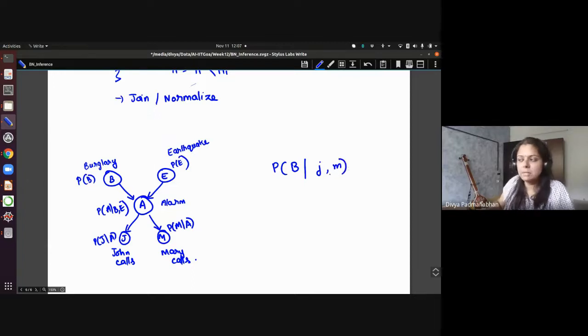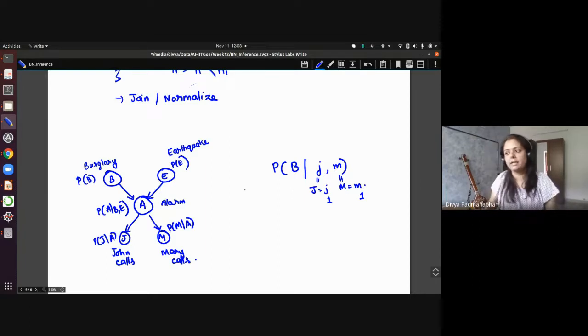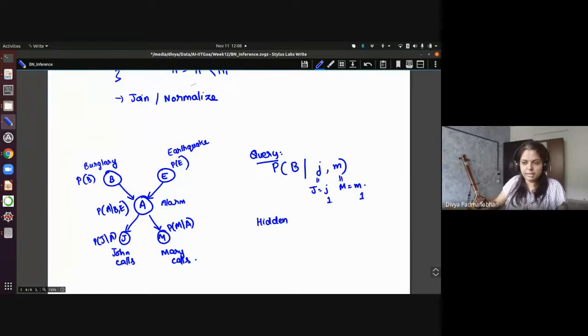These are very specific values. This means J equal to small j and M equal to small m. Generally J can be 1 or 0, M can be 1 or 0. If you put 1, 1, it means: what's the probability of a burglary happening or not happening given John called and Mary called. These are the kind of things you want to find. So suppose this is the query. Now what are the hidden variables here? A and E, right? The hidden random variables are everything that doesn't show up in the query. So that is A and E.